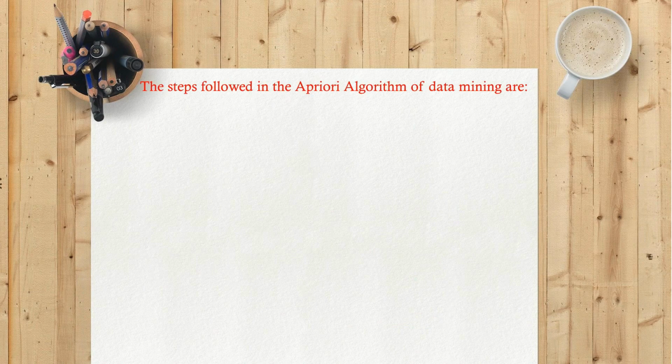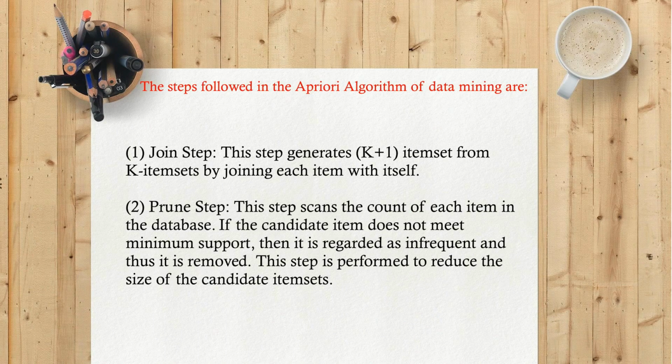The steps followed in the Apriori algorithm of data mining are: 1. Join step. This step generates (k plus 1) item sets from k item sets by joining each item with itself. 2. Prune step. This step scans the count of each item in the database. If the candidate item does not meet minimum support, then it is regarded as infrequent and thus it is removed. This step is performed to reduce the size of the candidate item sets.